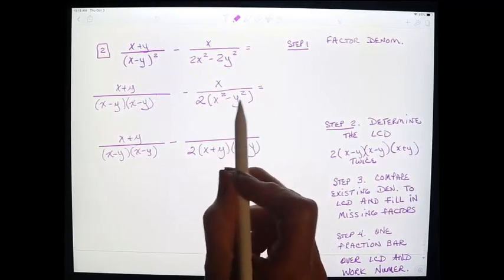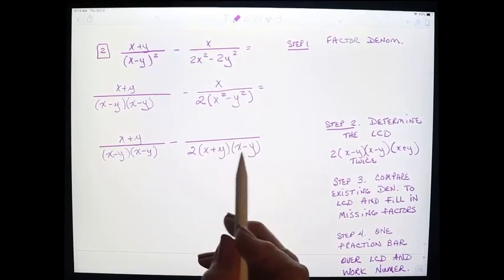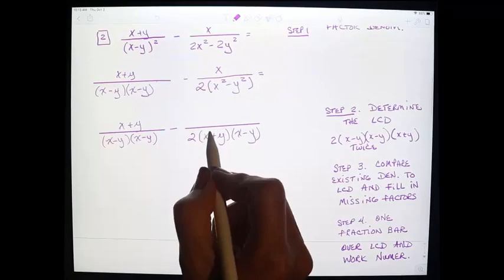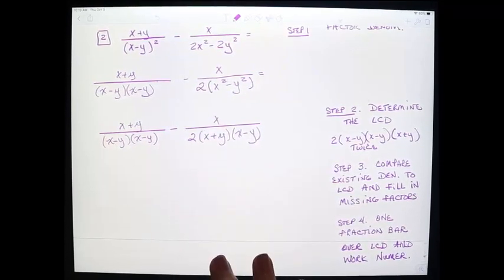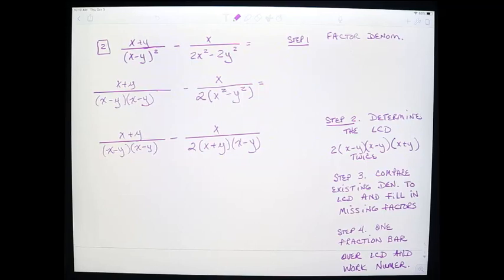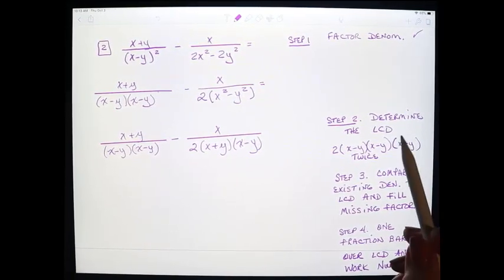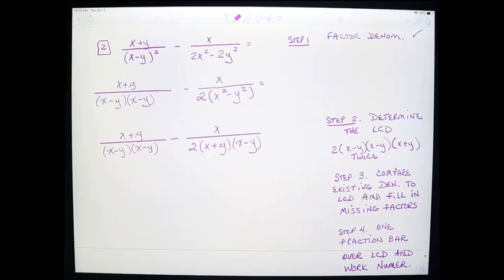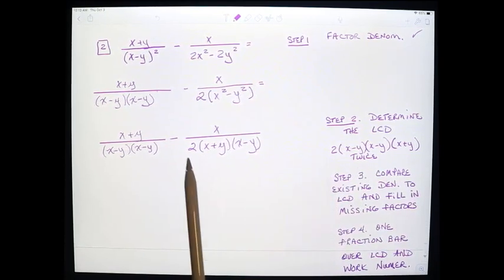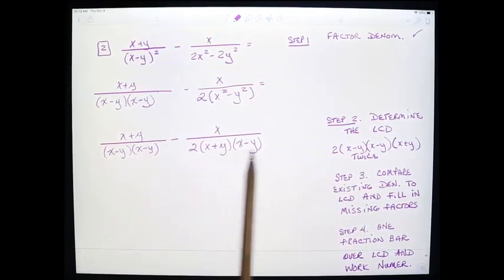I'm taking this x squared minus y squared, that's the difference of 2 squares, and I'm factoring that. So now I have all of my denominators factored, so I can check off my first step. That's done. Now let's determine the LCD. And in determining the LCD, you need to account for each one of these unique factors.